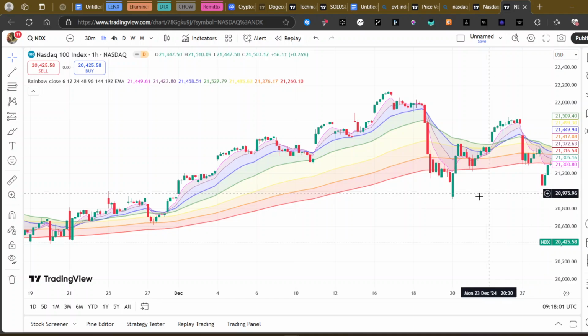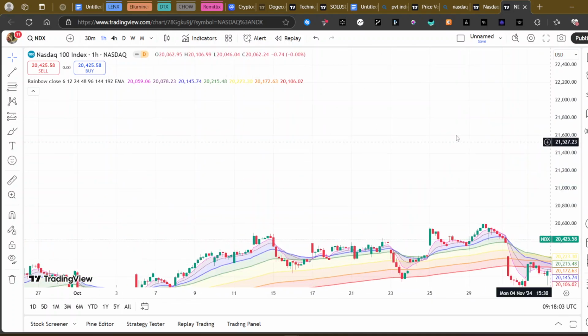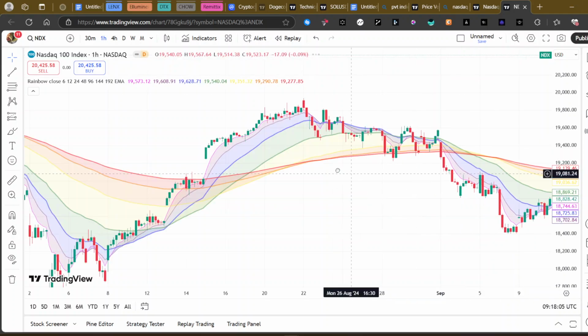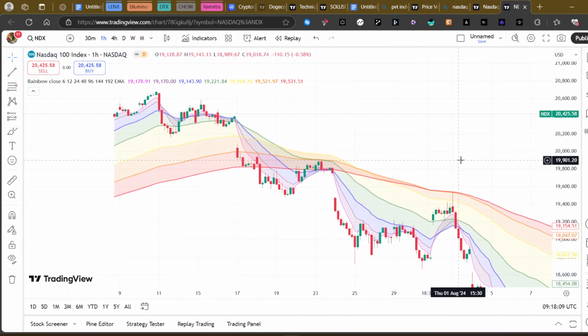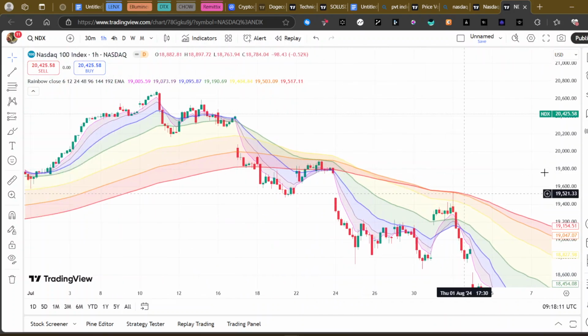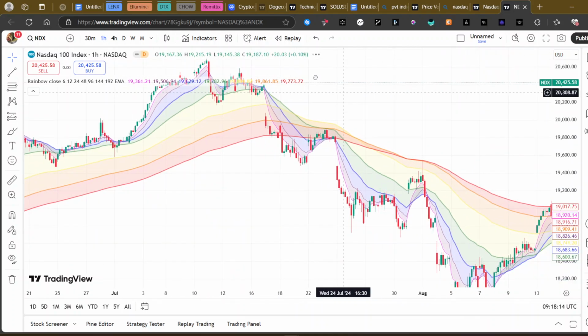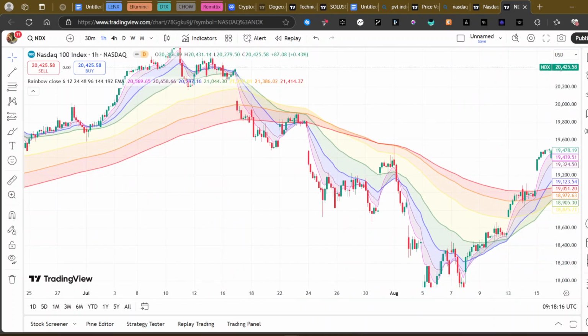Then in a downtrend, the reverse is the case. Shorter term moving averages are at the bottom, while the longer term moving averages are at the top. If the moving averages start to converge or cross, it could indicate the trend is weakening.